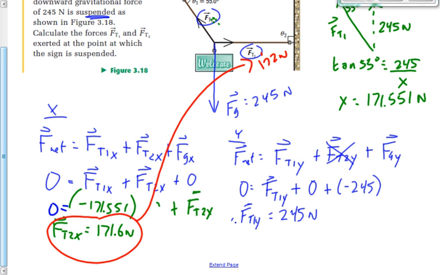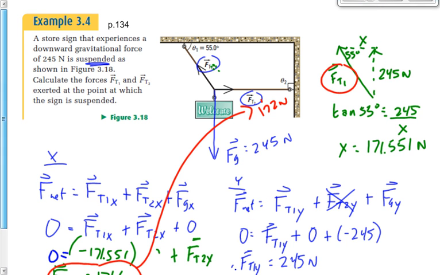Do we have FT1? No, but we have FT1x and FT1y. We could find FT1, right? How are we going to find this value right here, which is really what we're looking for? How are we going to do it?